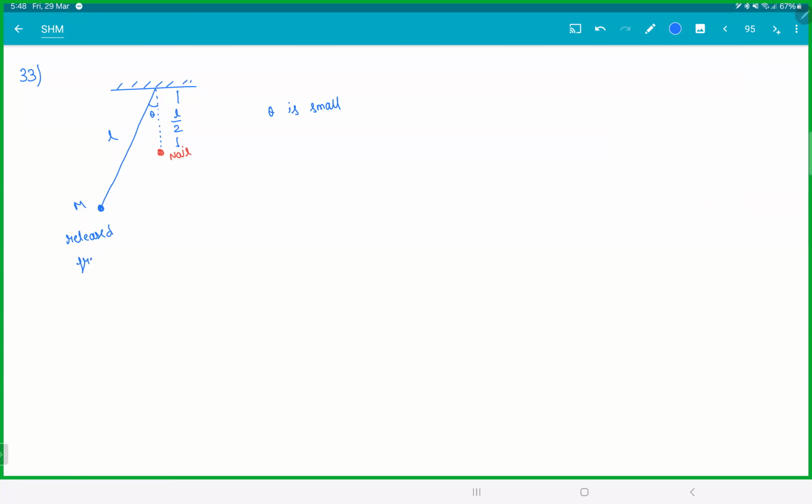Can you visualize how the motion will be? This guy will start going like this. Then the string will hit this nail, and it will become like this. So after hitting the nail, only that part of the string will oscillate. So the pendulum hits the nail and oscillates about it.